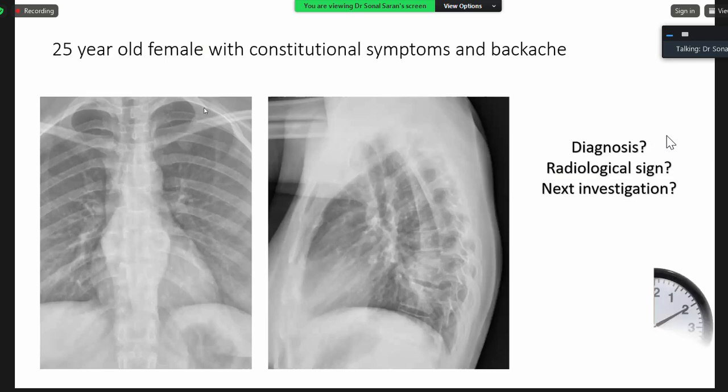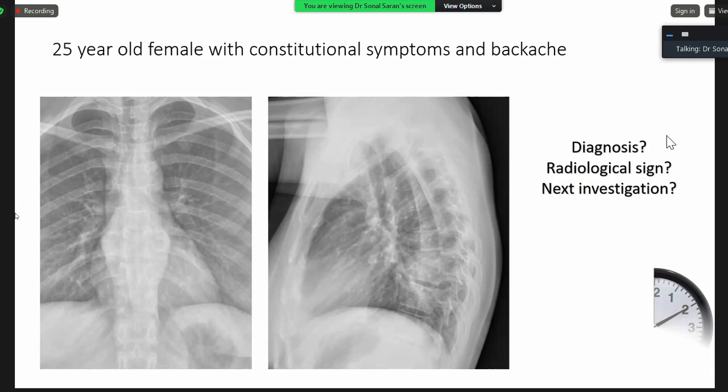So what do you think it can be? Right. We have some answers here. So people are answering Pott's spine with abscess. Right. So basically, these are radiographs of a 25-year-old female with constitutional symptoms and backache.